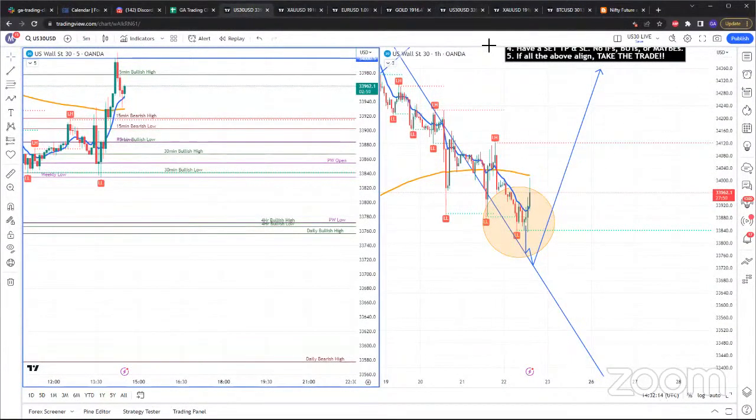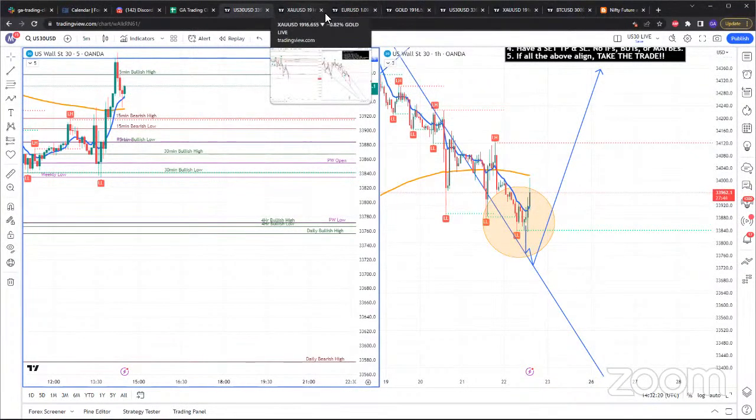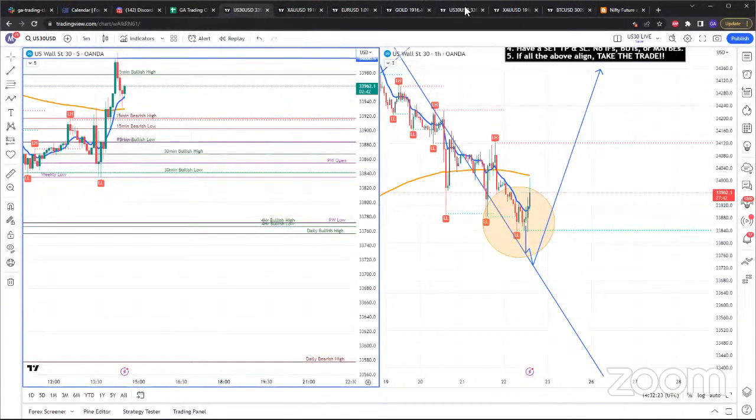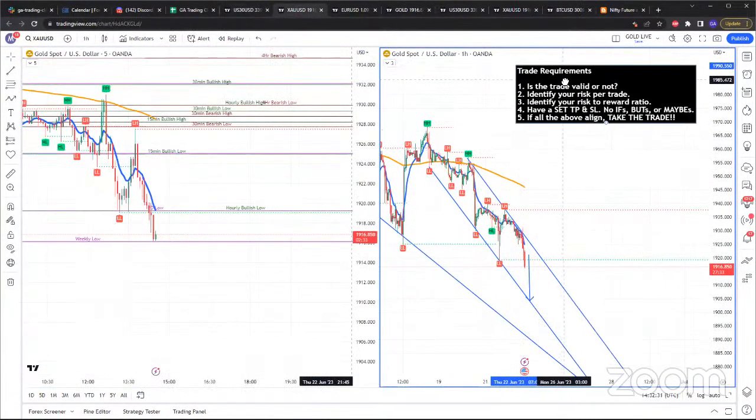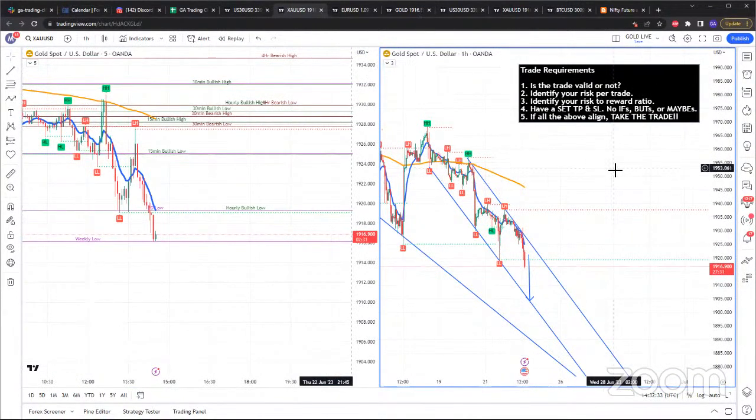So especially the head and shoulder pattern, I think that's the way you have to be careful of, isn't it? Well, it's not about being careful. For me, it's all about this trade requirement here. You see this? It's all about this. It's not about being careful.